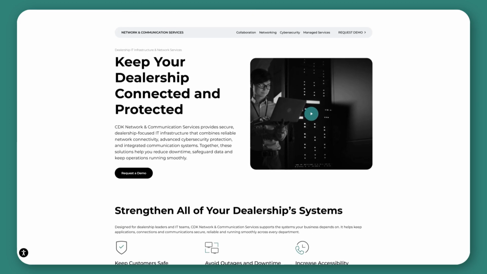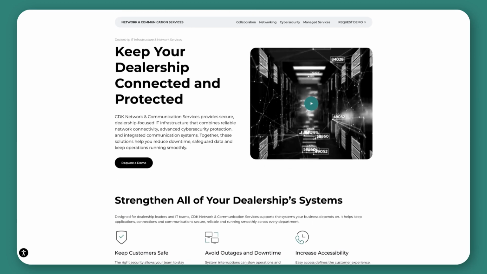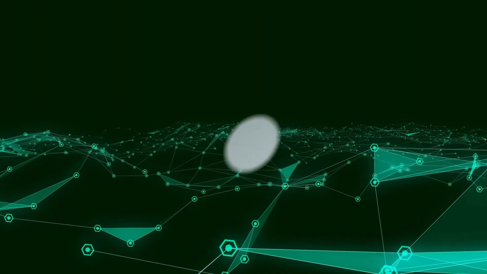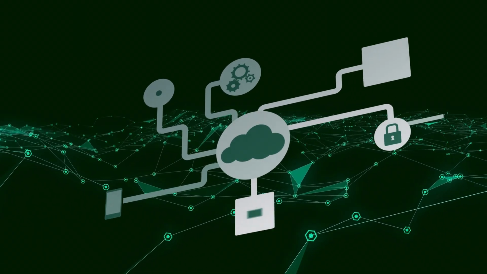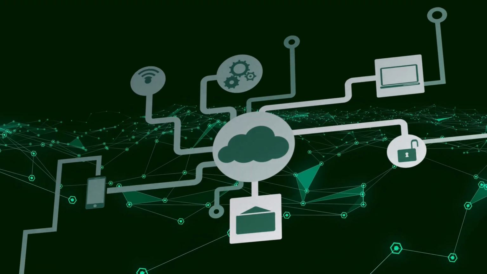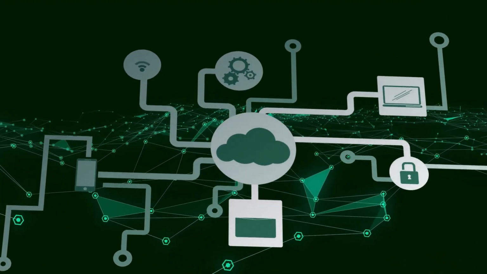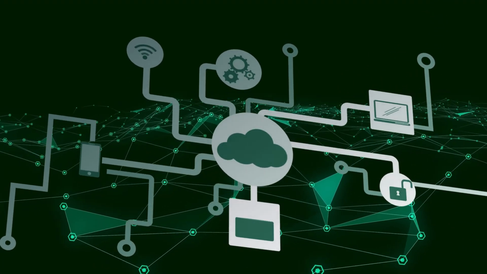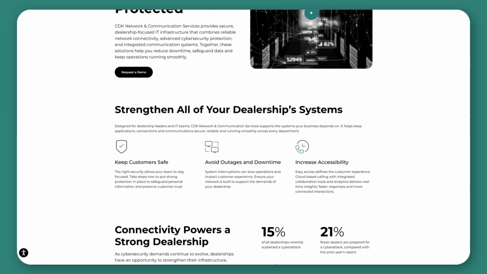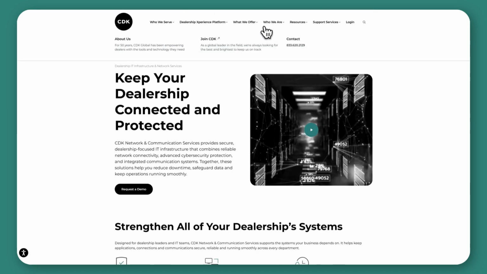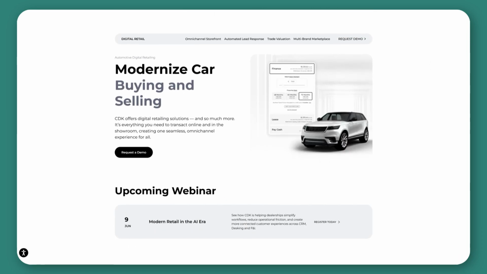Look at network and communication services. CDK isn't just standard software, they handle the physical networking technology and infrastructure too. This covers the dealership's secure corporate Wi-Fi networks, cloud routing infrastructures, and unified phone systems. If a sales call drops, profitable deals are lost, so having enterprise-grade telecom stability is an absolute must for long-term retail success. Moving on to digital retail.